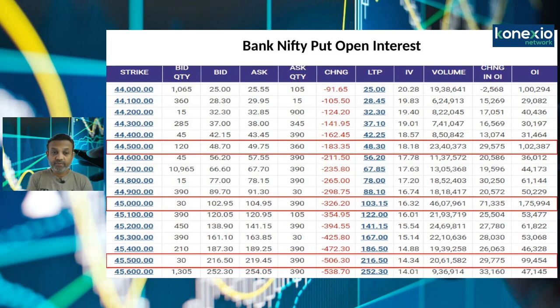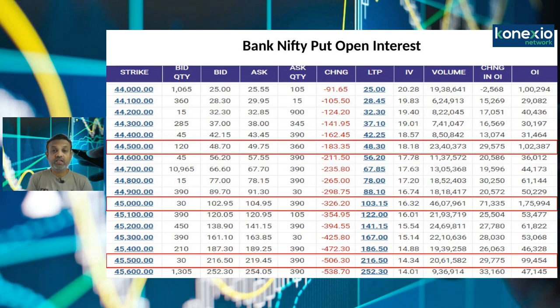So definitely 45,500 could act as an immediate support. If it breaks and closes, then only there are chances that Bank Nifty might drift down to the levels of 45,000 and below that 44,500. But looking at this particular data, 45,500 could act as an immediate and very strong support because there is a strong volume concentration on immediate levels.